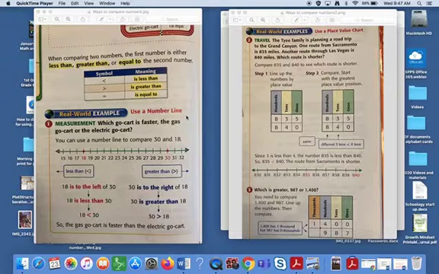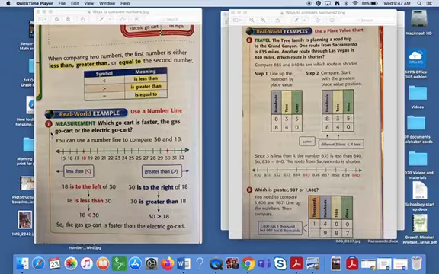So what I'm going to do is show you three different ways that people typically compare numbers. Now, in the end, there's one easiest way to do it for math, but it's really good to take a good look at the three different ways people typically compare numbers. So number one right here is like a real world example of measurement. Which go-kart is faster, the gas go-kart or the electric go-kart?